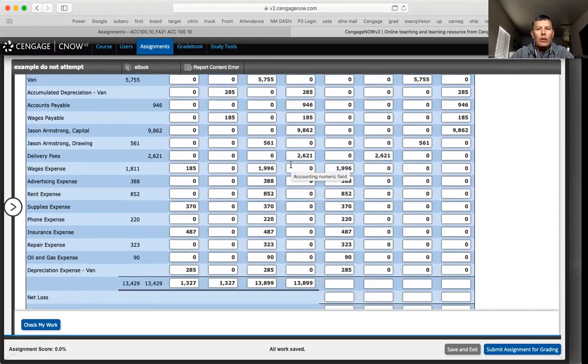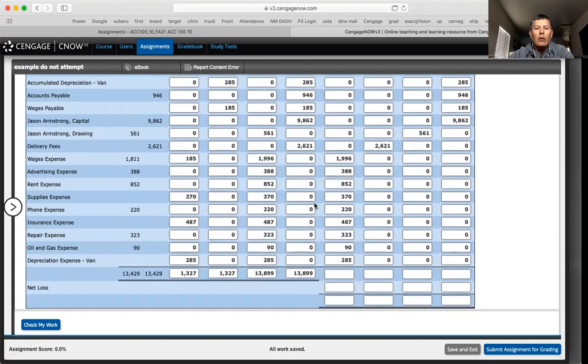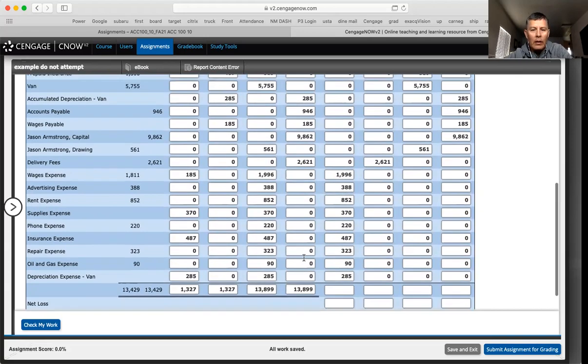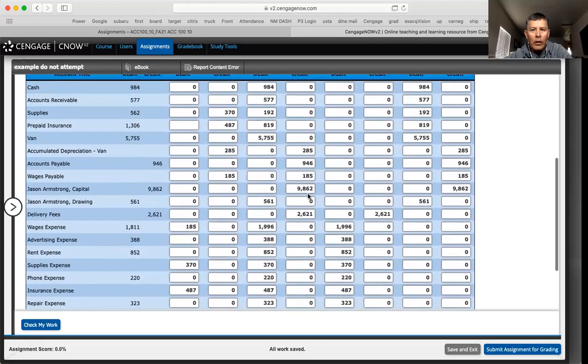285 plus 946 plus 185 plus 9862 plus 2621. Okay, equals 13,899. So finally I got that to balance. See that balanced. So we're good now.